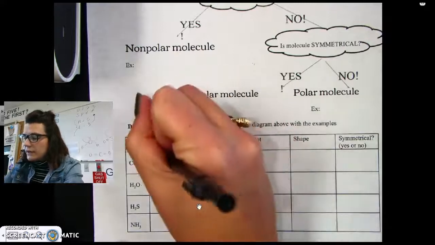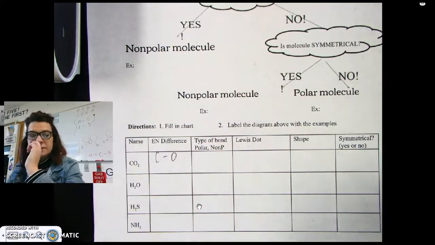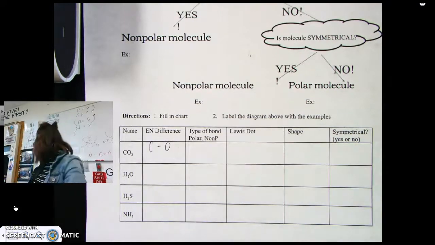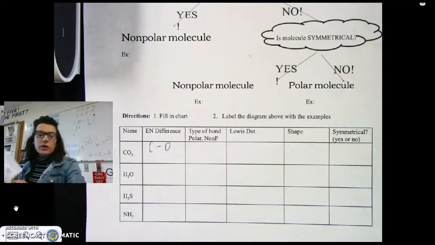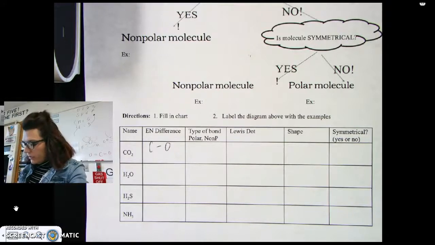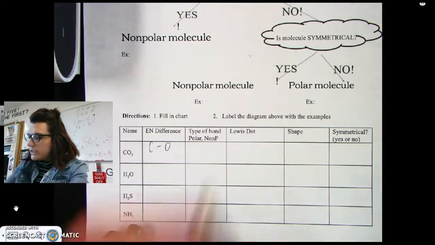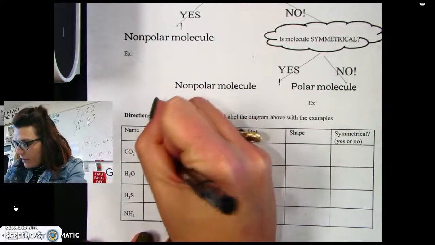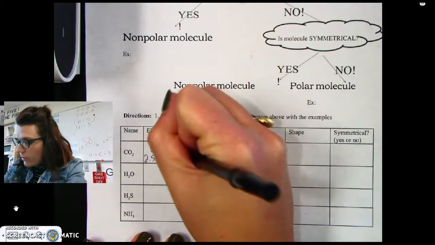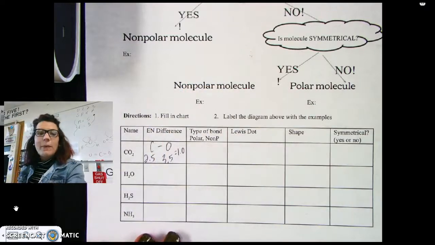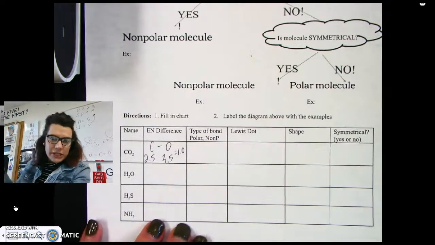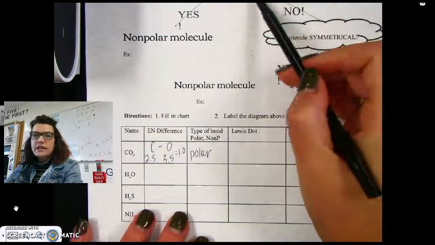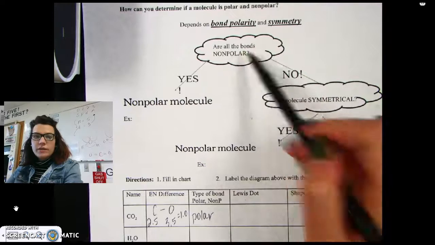First one, let's talk about the electronegativity difference between the bond of carbon and oxygen. So if I look at my periodic table, carbon's electronegativity is 2.5 and oxygen's is 3.5. Okay, so the difference is 1.0. So the type of bond between carbon and oxygen is going to be polar. Okay, so the question states, are the bonds nonpolar? The answer here is no.